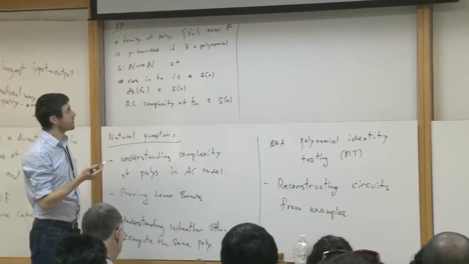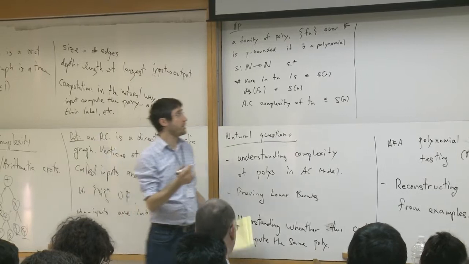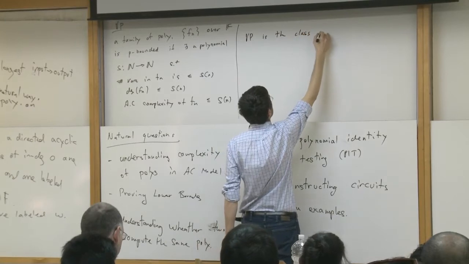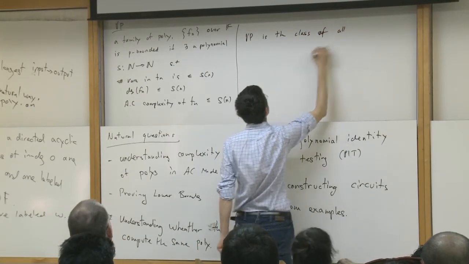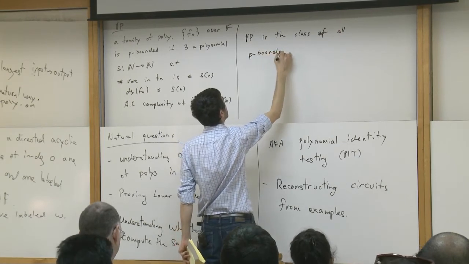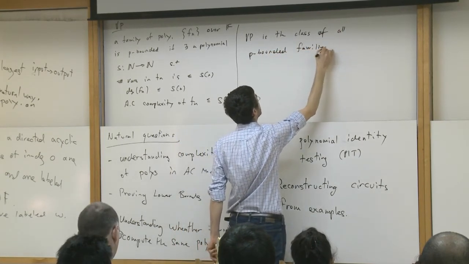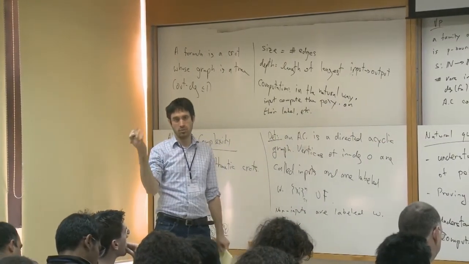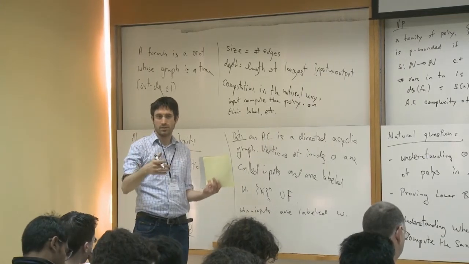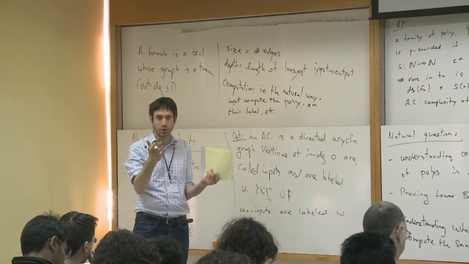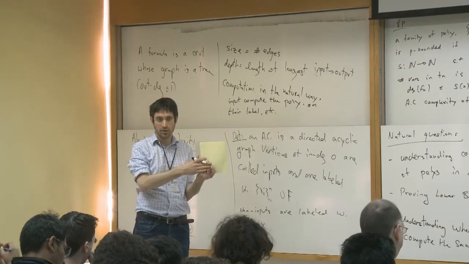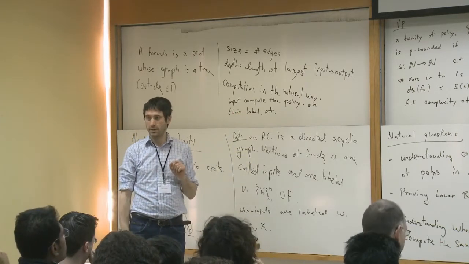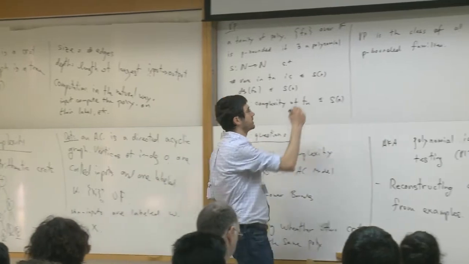Okay, so this is a definition of a p-bounded family, and VP is the class of all p-bounded families. So it's a similar definition to NP, right? In NP you define a language as a Turing machine that runs in, there is some polynomial such that for every input length, the Turing machine halts after polynomially many steps and accepts the input. And this is an analogous definition. So let's see some examples.